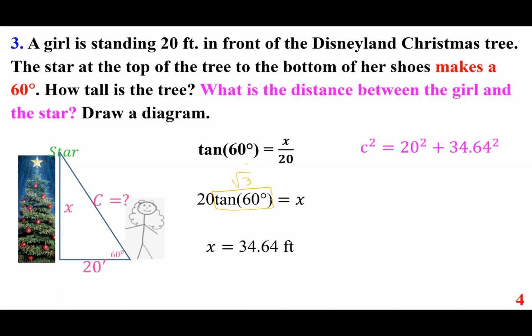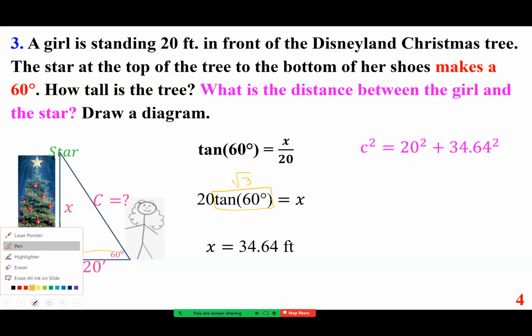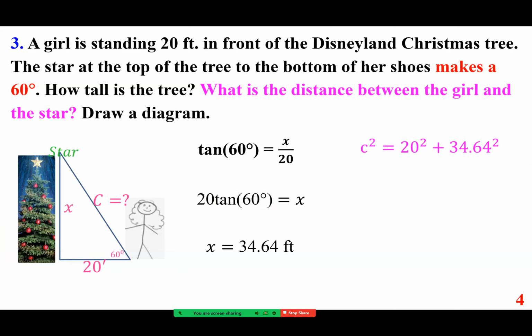The Pythagorean theorem says a squared plus b squared equals c squared. In this case, 20 squared plus x squared, which is 36.64 squared, is equal to c squared. You put it into a calculator. It's almost 1600, so c becomes almost 40 feet.